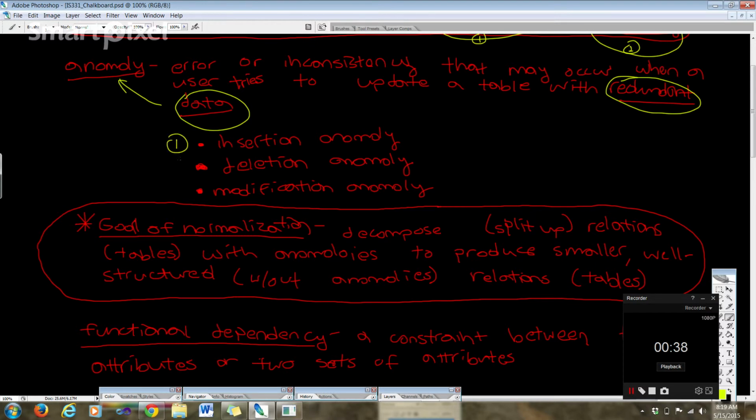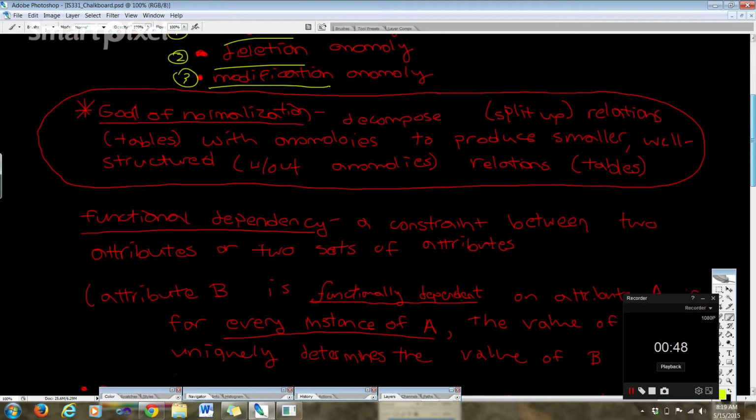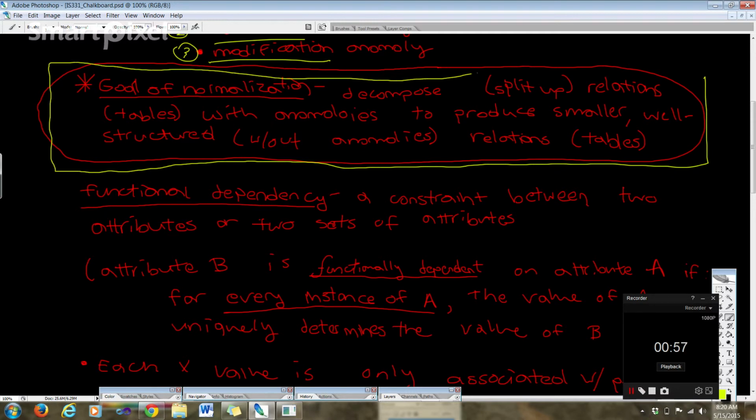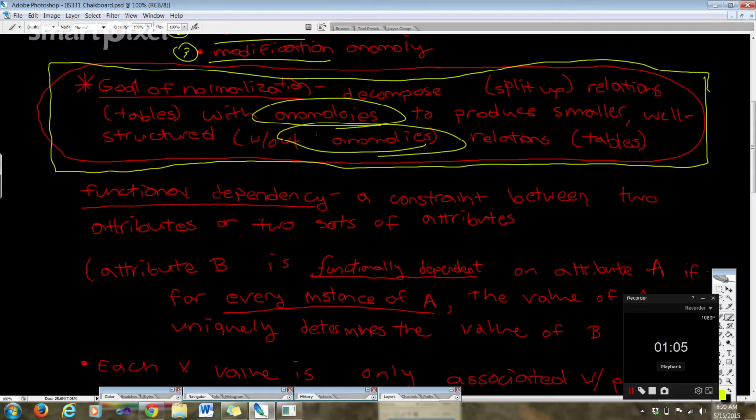These are the different types of anomaly. We have 1, 2, and 3: insertion anomaly, deletion anomaly, and modification anomaly. The goal of normalization is to decompose or split up relations or tables with anomalies to produce smaller, well-structured relations or tables without anomalies. So we're taking tables that have anomalies and we're making them without anomalies. And that's the goal of the concept of normalization. Okay?